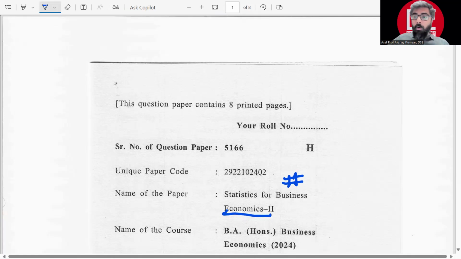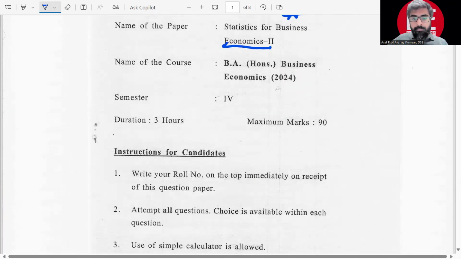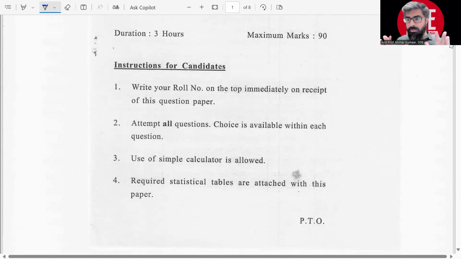Okay, now all students I hope can see the question paper on your screens. This is the 2024 question paper. Just to quickly discuss the instructions for this question paper: apart from the basic instructions, you need to attempt all questions. However, there will be choices provided in every question. You are allowed a simple calculator in the exam, so no scientific or financial calculators, only simple calculators. You will be provided with statistical tables based on the normal distribution, t distribution, F distribution, chi-square distribution, and binomial distribution. You will be provided all kinds of statistical tables in the exam.